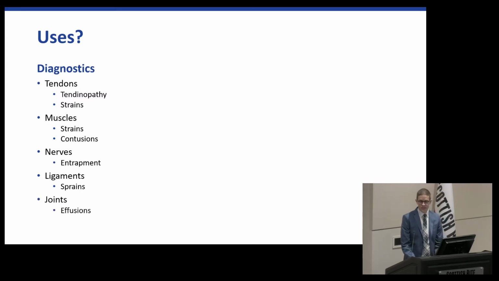And then joints. You are somewhat limited in what you can see in the joints, but one thing that you can see fairly easily is if there's swelling in a joint, which can help with a lot of your clinical decision making. How about interventional uses?